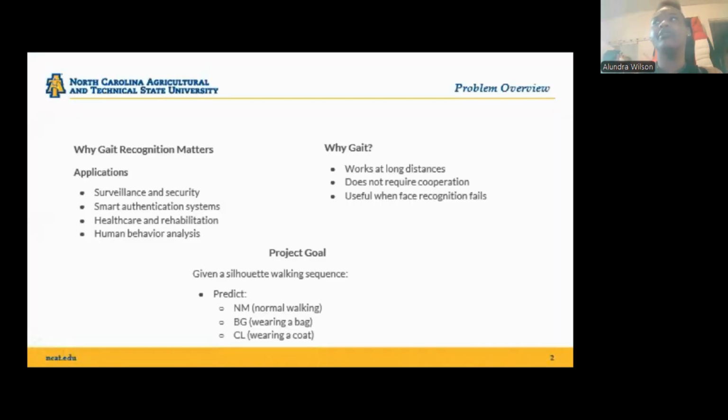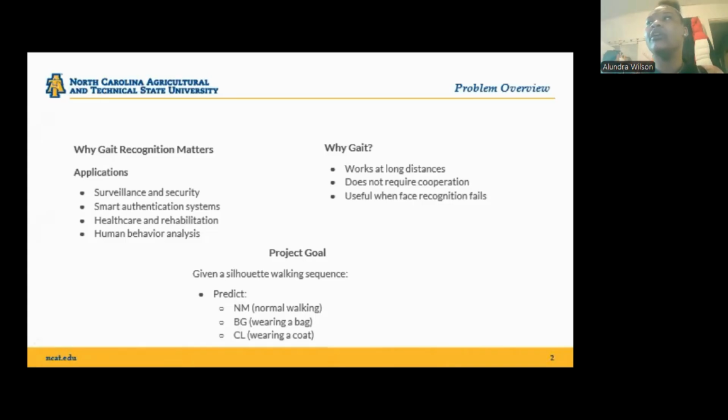Before discussing the model itself, it's important to understand why gait recognition matters and why this problem is meaningful. Gait recognition is the process of analyzing the way a person walks in order to recognize or classify information about them. Unlike facial recognition or fingerprint systems, gait recognition can work from a distance and does not require direct cooperation from the subject. This makes it useful in surveillance environments, security systems, smart authentication, healthcare monitoring, rehabilitation analysis, and even behavioral studies.